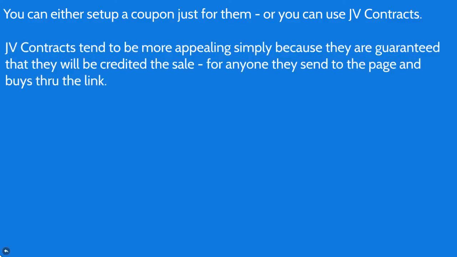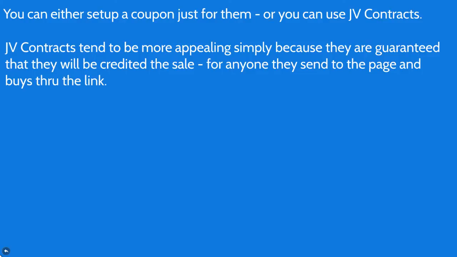So JV contracts tend to be a little bit more appealing, especially to big list owners, simply because they are guaranteed that they will be credited the sale for anyone they send to a page or buys through that link. So basically what that means is that typically as an affiliate, somebody could send their list to your front page. Now, they are really hoping that somebody doesn't delete their cookies. So if somebody deletes their cookies, they are not going to get the sale.